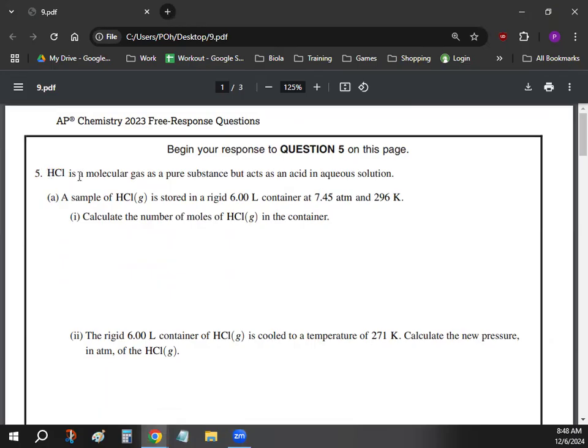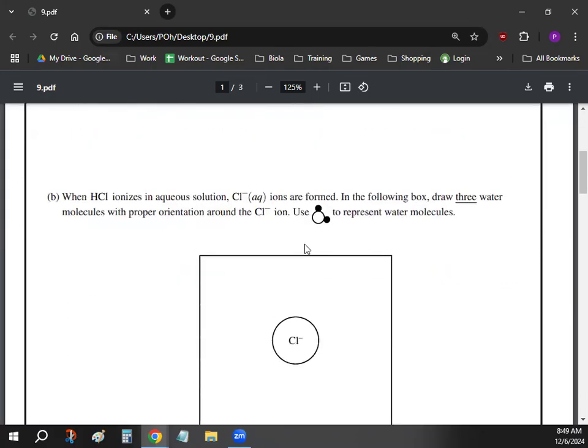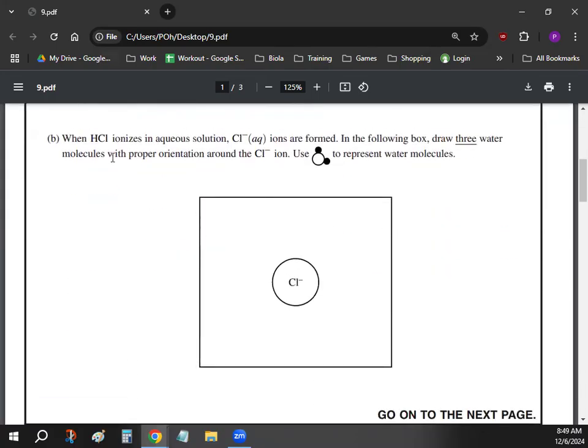So if you take a look at the problem, it gives you a little context. It tells you that HCl is a molecular gas as a pure substance. Basically, what that means is that when HCl is a gas, it just stays together as HCl. But when it is in an aqueous solution, it acts as an acid. So it breaks apart into the cation hydrogen and then the anion chloride. And so for part B, we're looking at when it's an anion. It tells you that when HCl ionizes, Cl minus ions are formed.